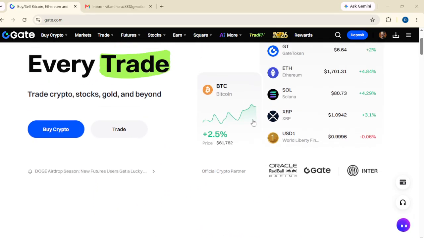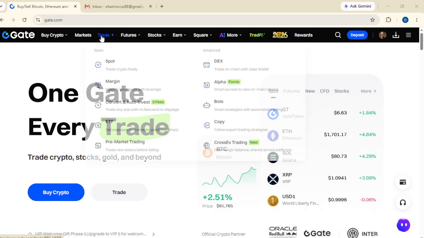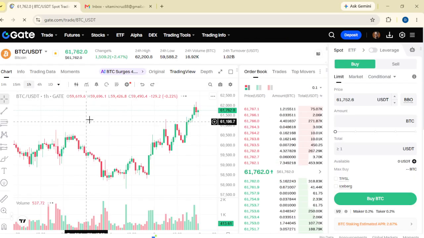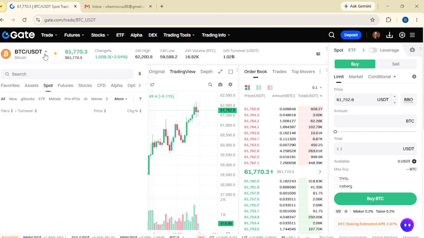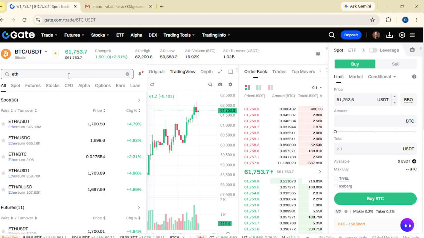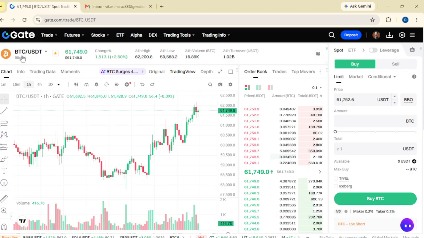Let's get started. Once you're on the home page, navigate to the Markets section or tap the Trade menu. Next, use the search bar to find the cryptocurrency trading pair you want to view. For example, you can search for BTC/USDT, ETH/USDT, or any other supported trading pair. Tap or click on the trading pair to open its trading page. Once the page loads, you'll see several sections, including the price chart, recent trades, and the order book.